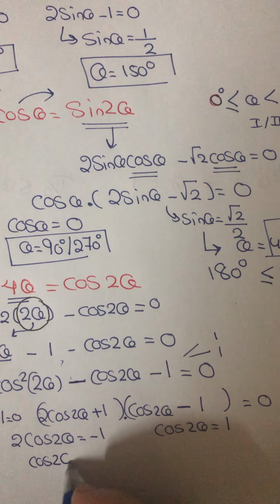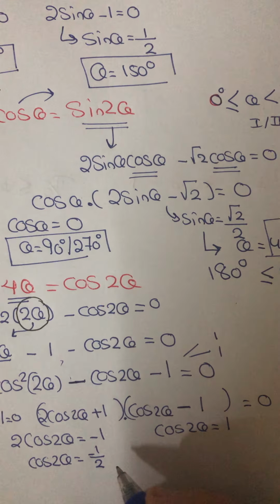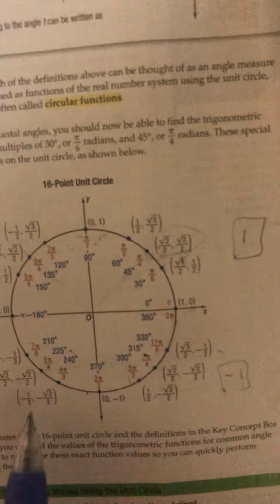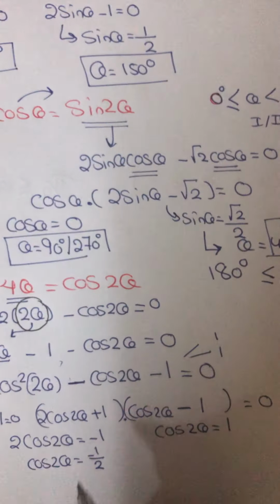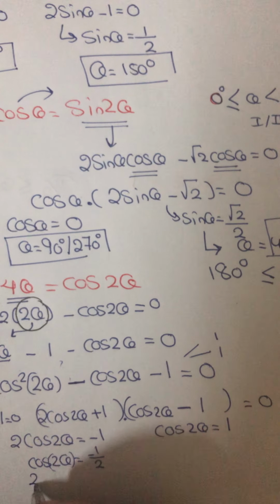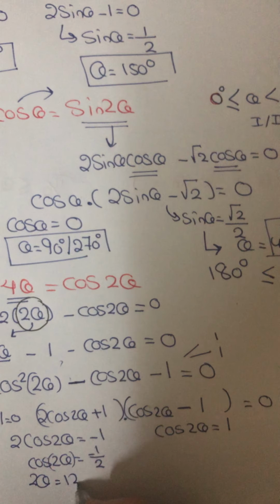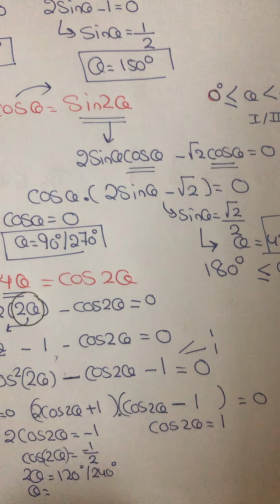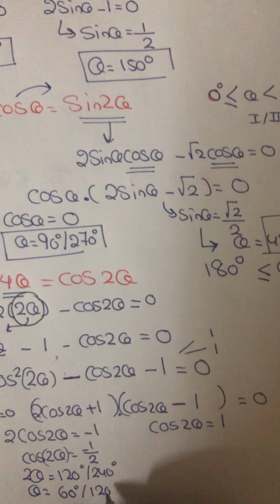So this says cosine 2 theta is equal to negative half. When is cosine in general equal to negative half? Cosine is negative in here and there, and cosine is negative half at 120 and at 240. But this time I'm carrying with me 2 theta, so 2 theta is equal to, as we just said, 120 or 240 degrees. So theta should equal what? 60 if I divide by 2, or 120 degrees.